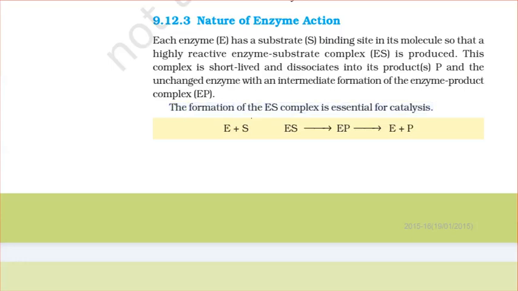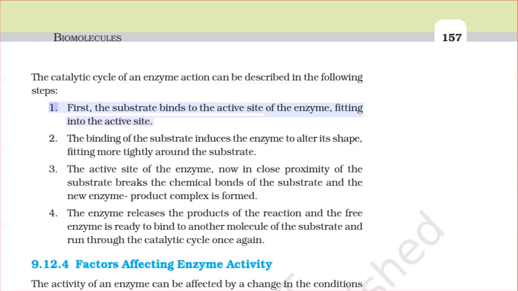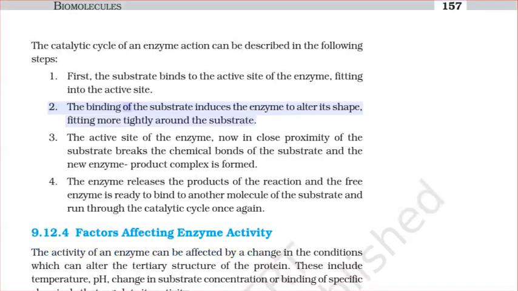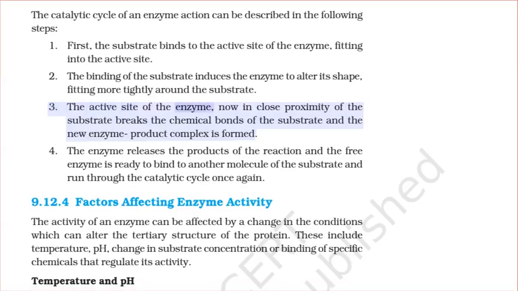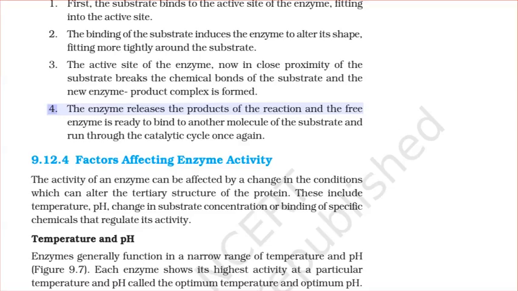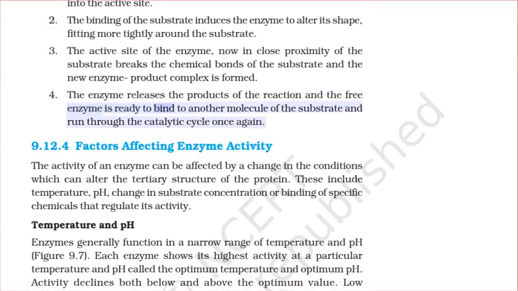The catalytic cycle of an enzyme action can be described in the following steps. 1. First, the substrate binds to the active site of the enzyme, fitting into the active site. 2. The binding of the substrate induces the enzyme to alter its shape, fitting more tightly around the substrate. 3. The active site of the enzyme, now in close proximity of the substrate, breaks the chemical bonds of the substrate, and the new enzyme-product complex is formed. 4. The enzyme releases the products of the reaction, and the free enzyme is ready to bind to another molecule of the substrate and run through the catalytic cycle once again.